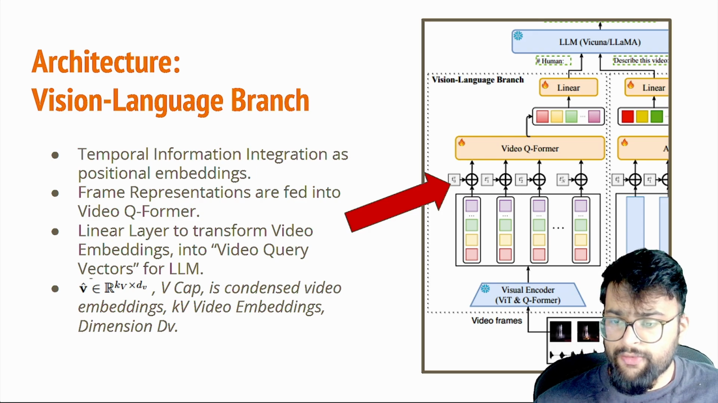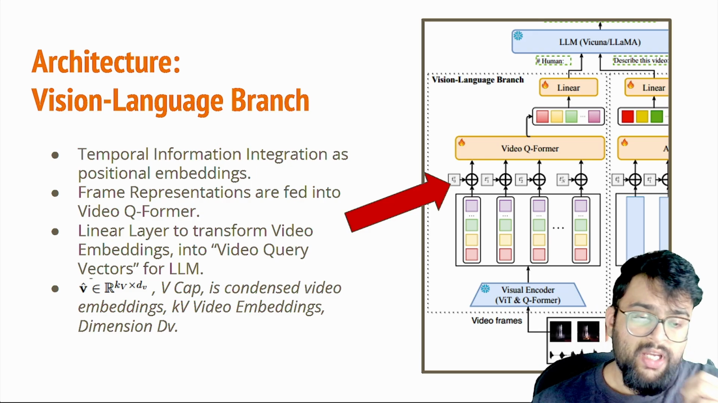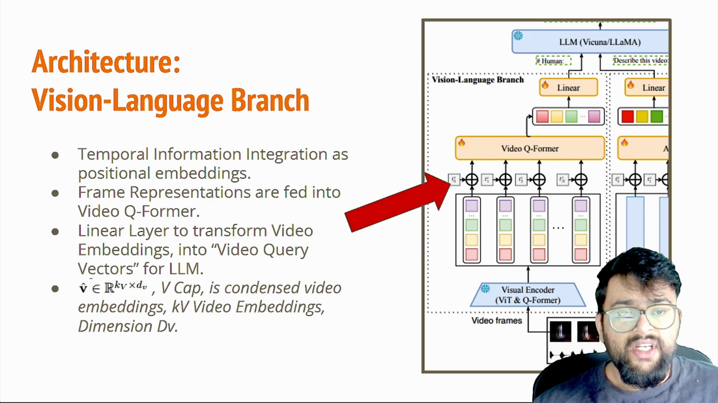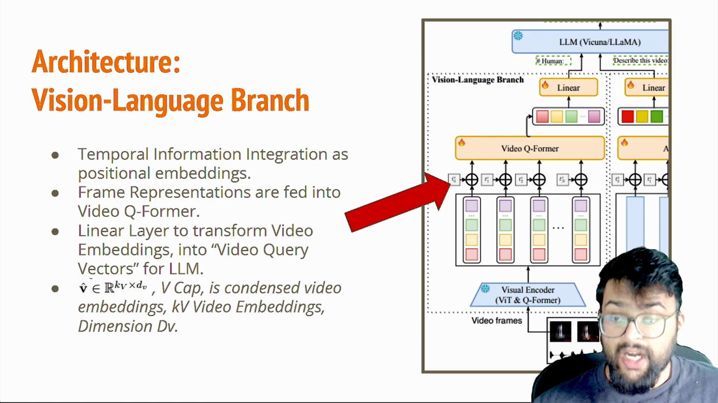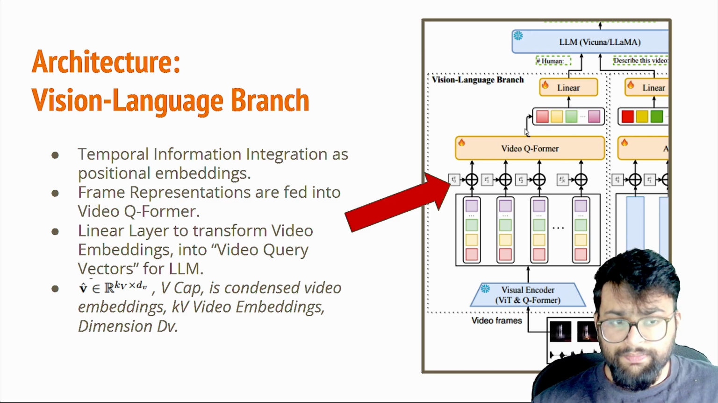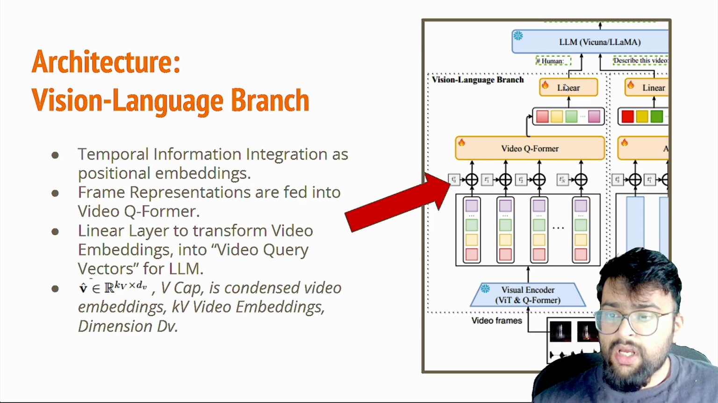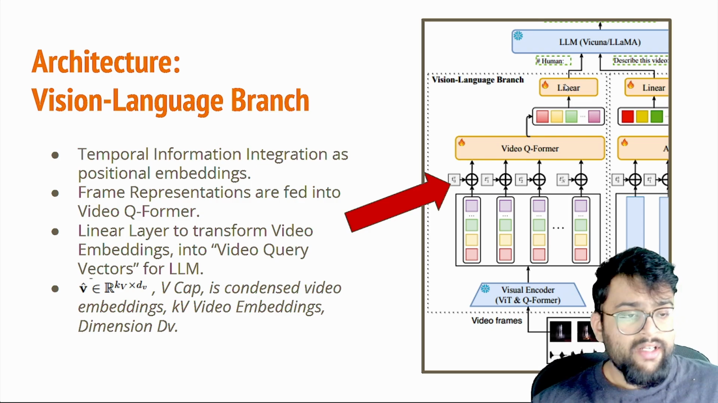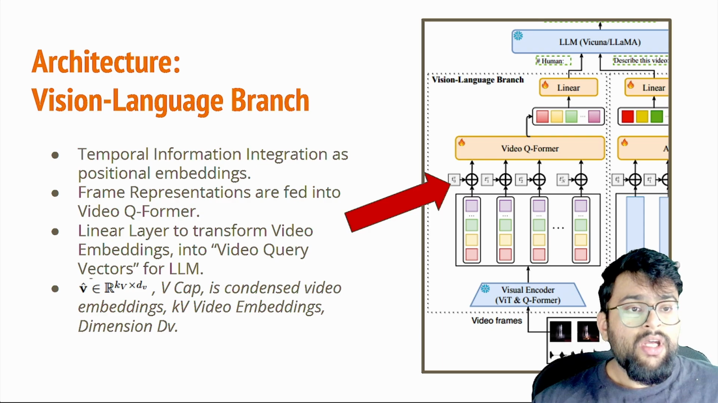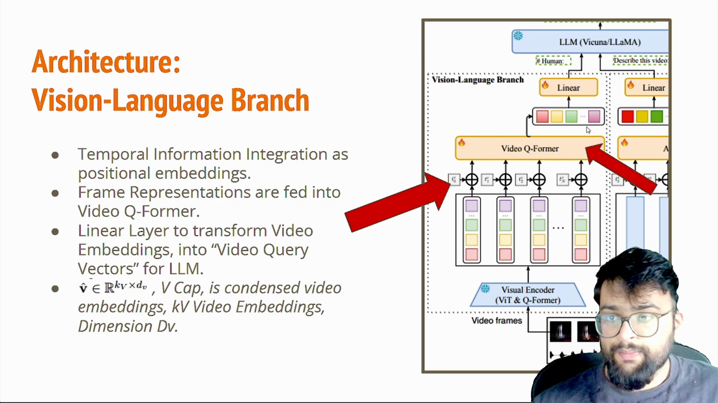The video Q-former presents a condensed video embedding which is taken from the joint video embedding plus temporal information and feeds it directly into the linear layer. The condensed video embedding that I'm mentioning over here are the darker squares that we see over here, which are feeding into the linear layer. The linear layer is then finally transforming the video embeddings into video query tokens for the LLM. That is going to be Vicuna for our case, which we'll get to in a second.